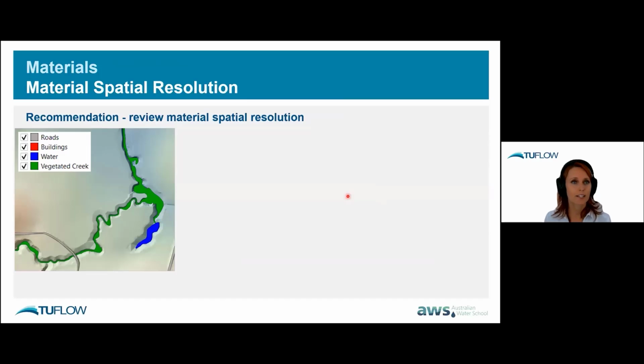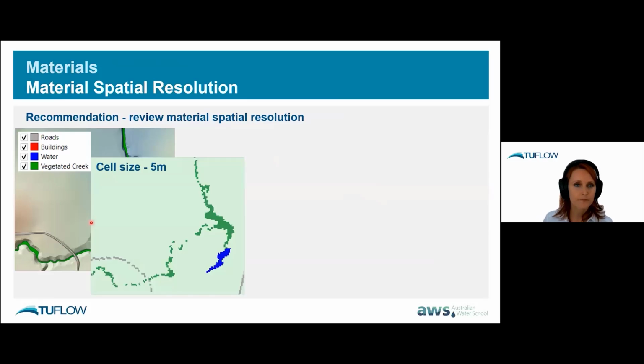Next recommendation is about material spatial resolution. So in your models, you will have your materials defined, possibly as polygons, for the creek and the road. But if you run your model with cell size that is too big for the model, you might get this not consecutive flow path for the creek and also not representing the road materials correctly.